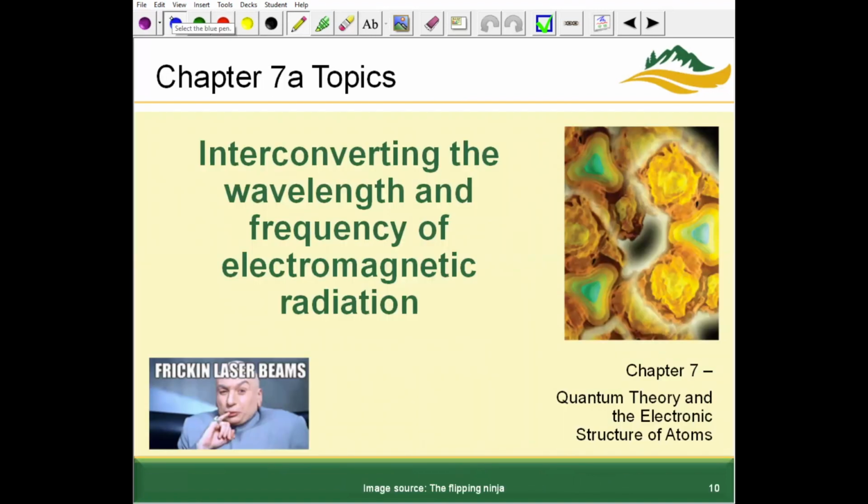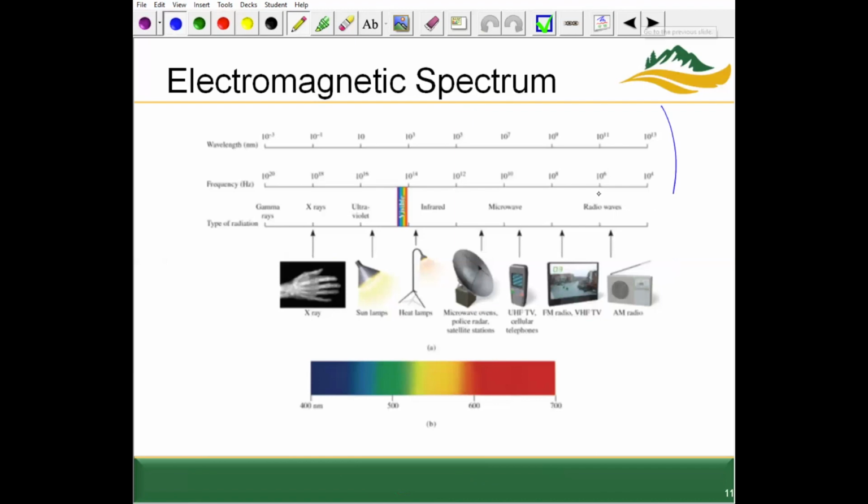Now in this next topic, we're going to go through interconverting wavelength and frequency of the electromagnetic spectrum. So we're going to use those different equations and actually apply them to some practice problems. This is another nice depiction of the electromagnetic spectrum. We can see X-rays, UV, visible wavelength, heat lamps, which is from infrared radiation, microwaves, radio waves, and different types of radio waves here. So FM versus AM, those have different wavelengths and different frequencies.